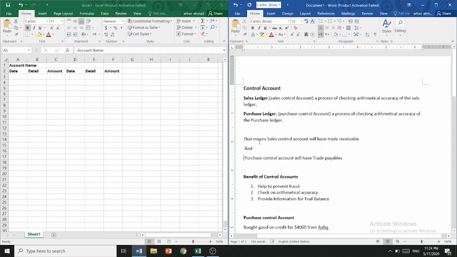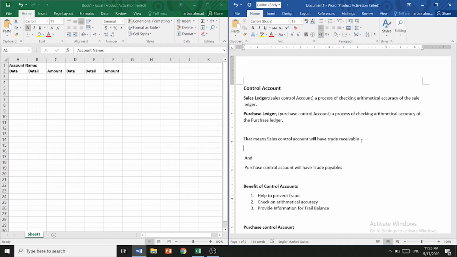Okay, so we can say sales control account is the total of trade receivables. So if we have 10 trade receivables and for each the balance is 10, so sales control account will have a balance of 100. All right, I hope that's easy, but to be precise you can say that it includes, when I say it includes, I am referring to sales control account.